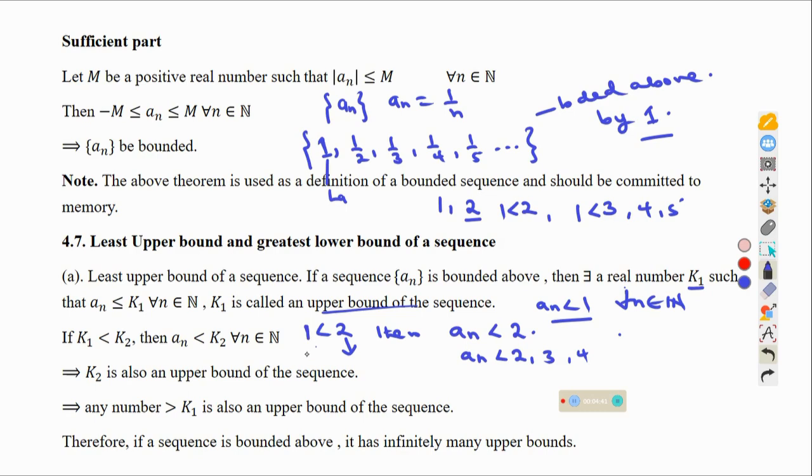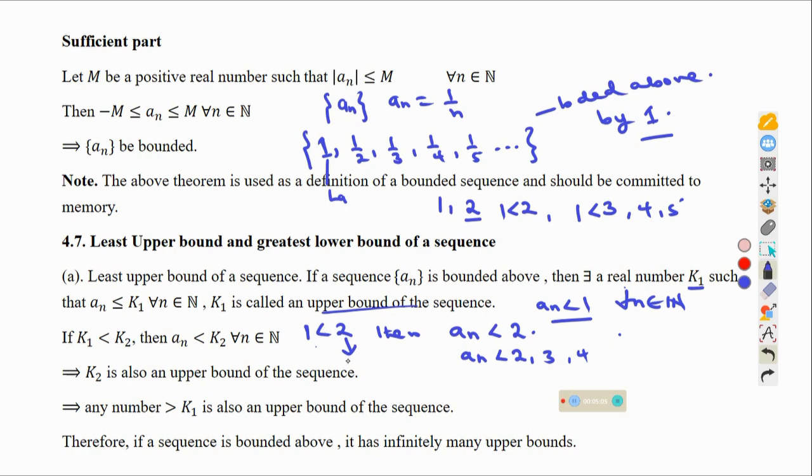We have seen 1 is an upper bound, but 2 will also be an upper bound. Similarly, 3 can also be an upper bound. 4 can also be an upper bound because all the terms within this sequence will be less than the term that we shall be considering. If you consider 2, 1, 3, 4.